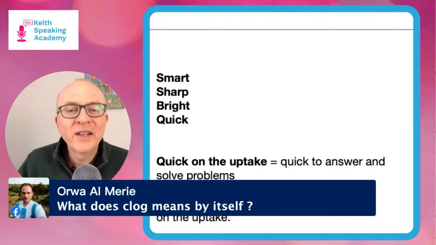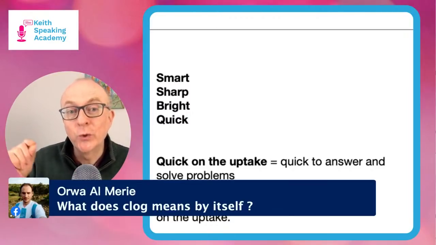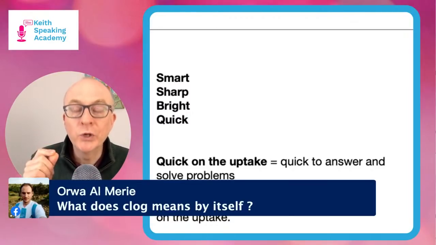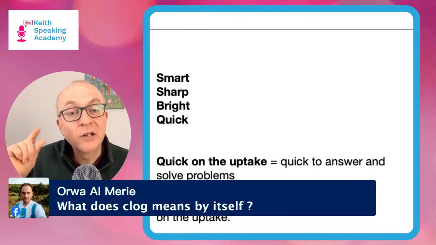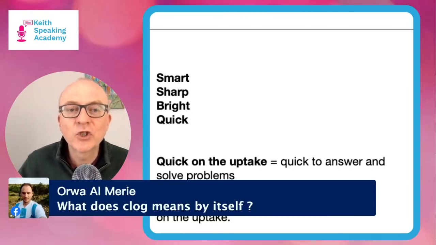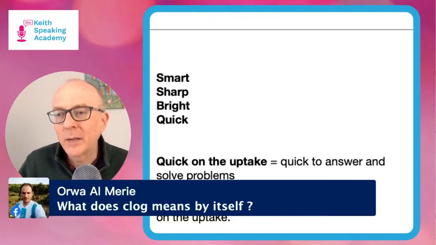What does clog by itself mean? A clog, Orwa, is a shoe. It's a kind of shoe. It's a wooden shoe. Do you remember? I don't know if you've seen these wooden shoes, but if you go into Google Images, look up clog, and it's a kind of shoe. And I think that's where it comes from.